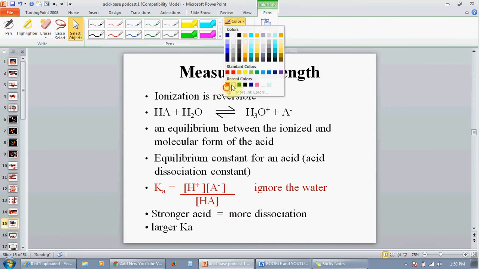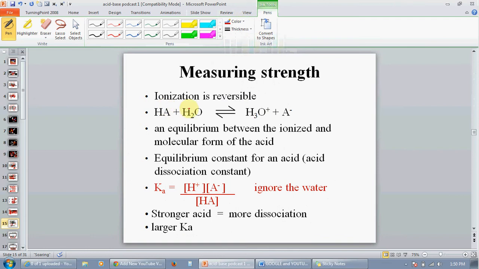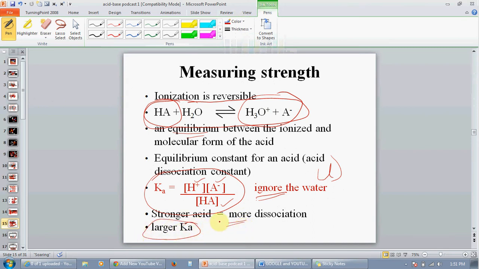When you're looking at the strength of an acid, you have to realize that the reaction is reversible. There's an equilibrium between the ionized and the non-ionized form of the acid. The equilibrium constant would leave out water, of course, because it's a pure liquid. So for the equilibrium of all weak acids, it's the ions over the weak acid concentration. The stronger the acid, the more dissociation and the larger the Ka value will be.